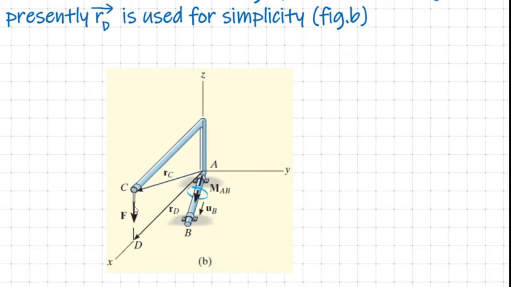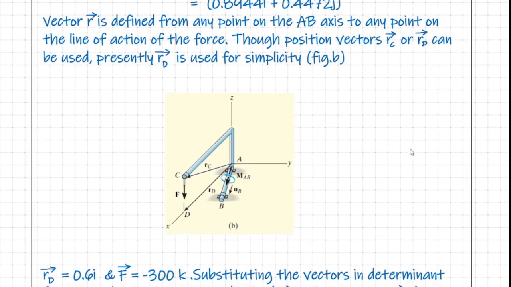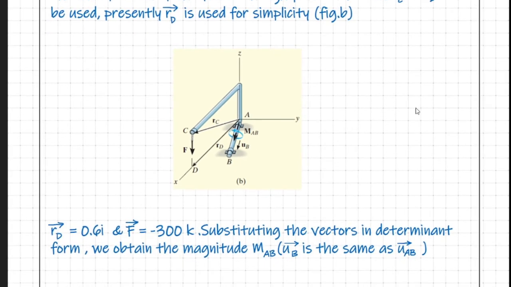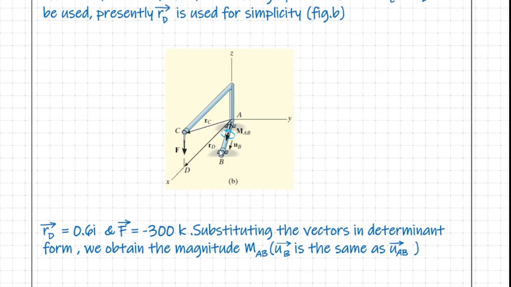Please remember that this force vector is applied in the plane XZ. That means the projection of this force onto the x-axis, that is the point D, also lies on its line of action. So for this calculation, to represent vector r, we can use either vector r_C or vector r_D. In this case, we have simply used vector r_D, which will be convenient and easy for our calculation.